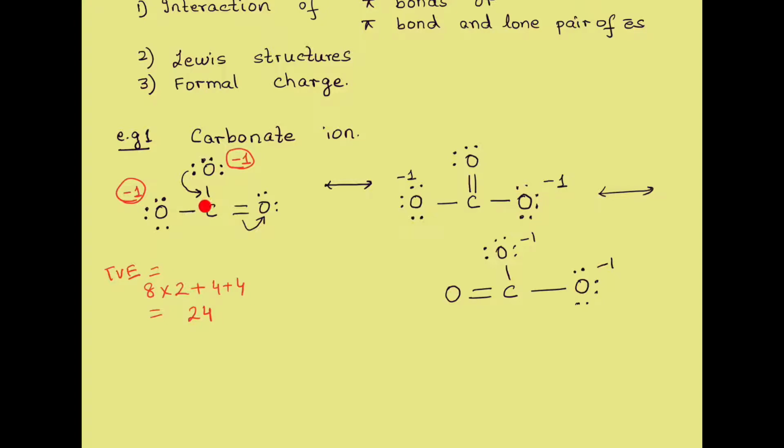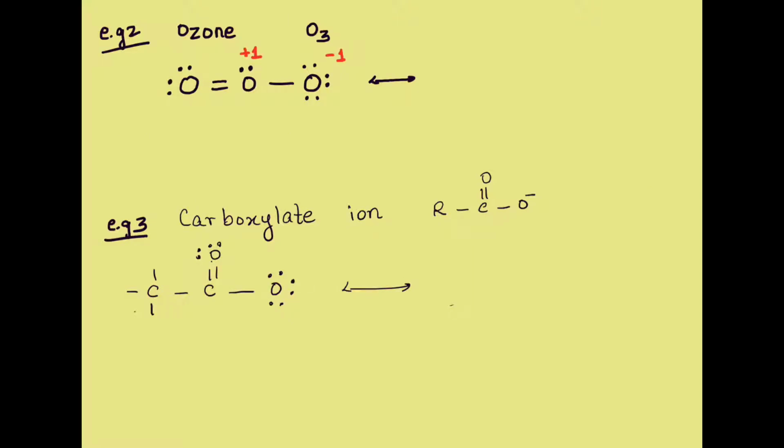Now, does this type of an electron shift involve only pi bond and lone pair of electrons? Or does it involve only ions like we are seeing in the case of carbonate ion, CO3 2 negative? No, this can take place in the case of neutral molecules as well. So let's see the structure of ozone.